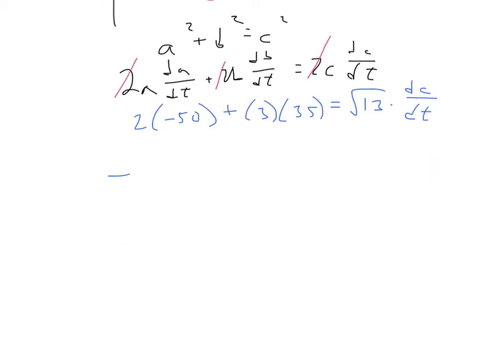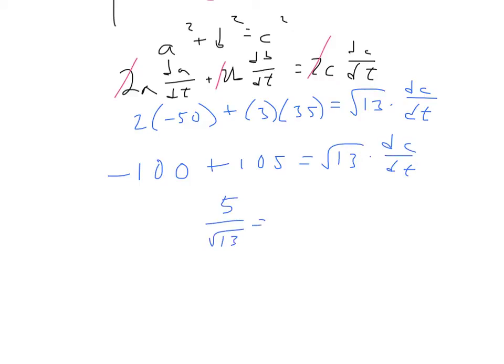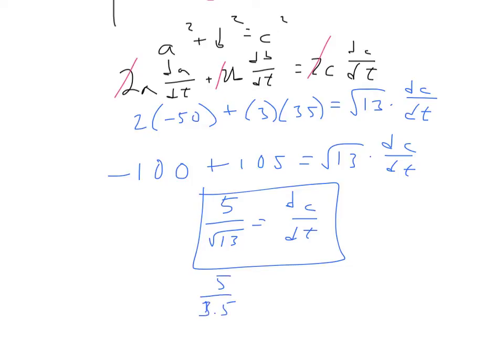So I should be able to move through this. This is negative 100 plus 105 equals root 13 dC dt. So I'm ending up with 5 over root 13 equals dC dt. This is the rate at which the distance between the cars is increasing or decreasing. If we think about this, the square root of 13 is about 3.5, so we're looking at 5 over 3.5 here. So that's about 1.5 maybe? So the rate of change of the distance between the cars is 1.5 miles per hour.